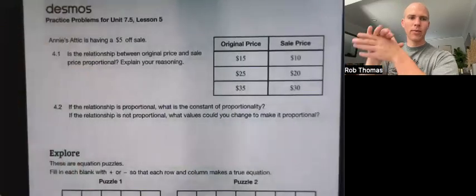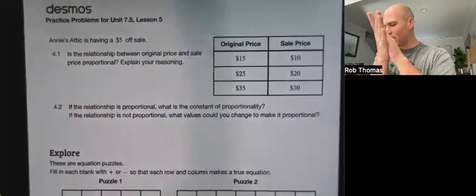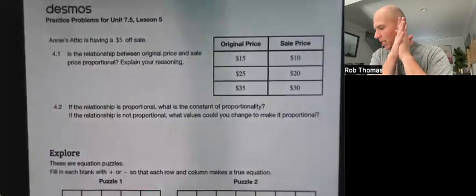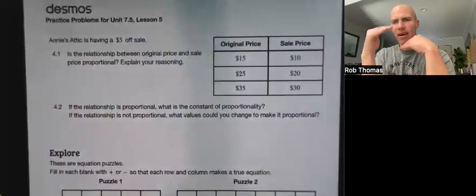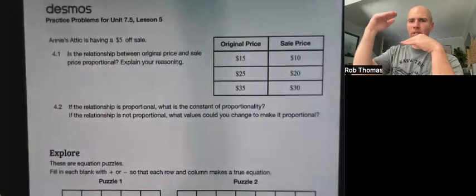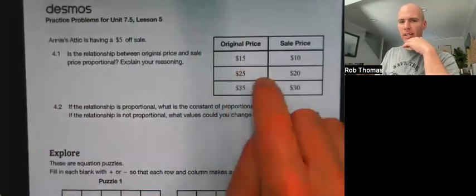Okay, so Annie's Attic is having a $5 off sale. Is the relationship between the original price and sale price proportional? So she's taken $5 off of everything, it sounds like, no matter what the original price was. It's just always $5 off. A $15 thing is now $10. A $25 thing is now $20.